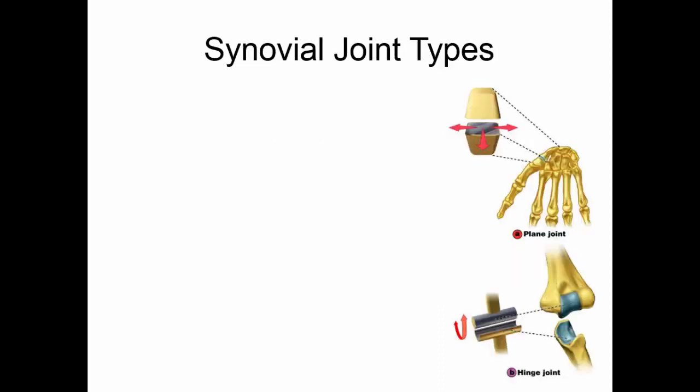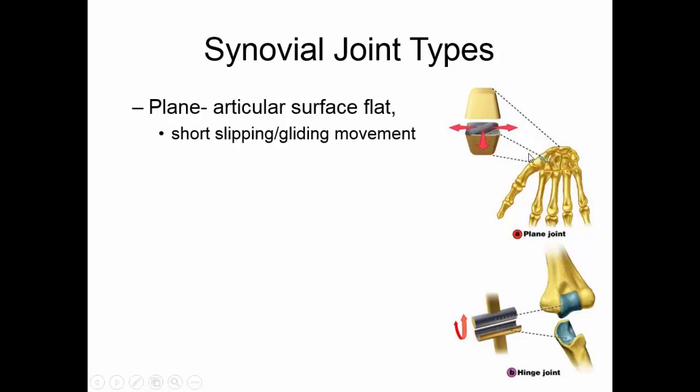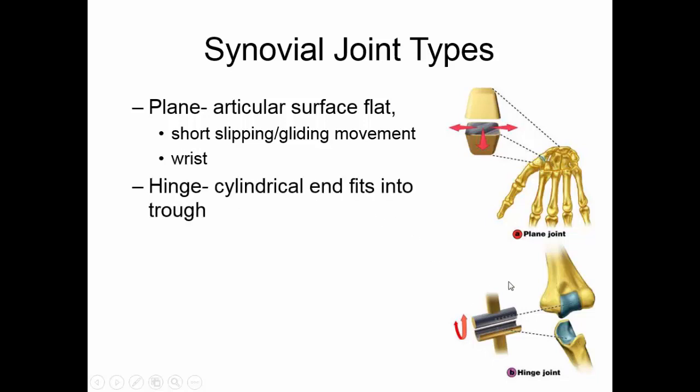Now there are several different types of synovial joints. Here we have what is called a plane joint. The articular surfaces are basically flat. There are little short slipping, sliding movements that occur, and this is what we see in your wrist and your ankle. The hinge joint has a cylindrical piece of one bone that fits into a groove or a trough in another bone.